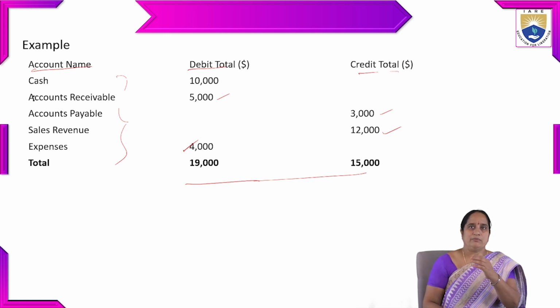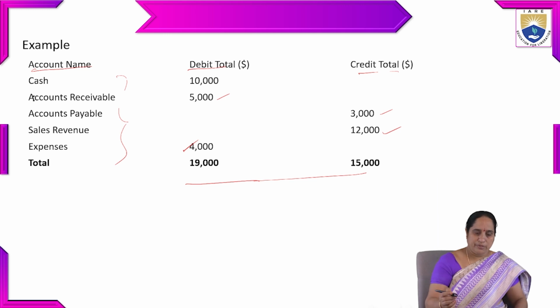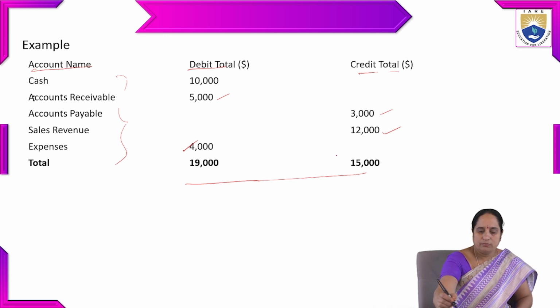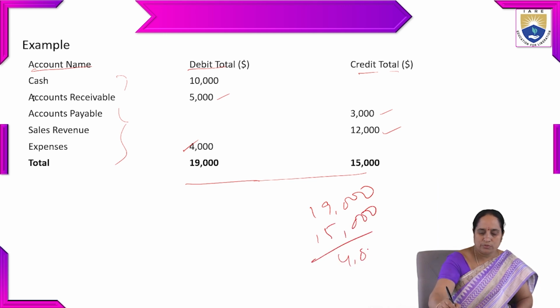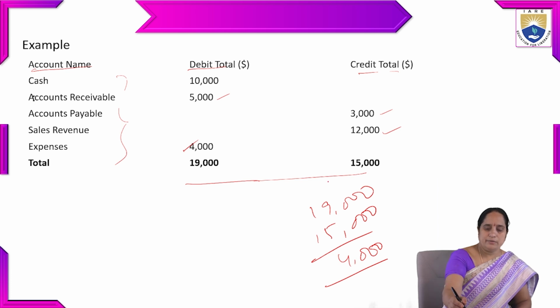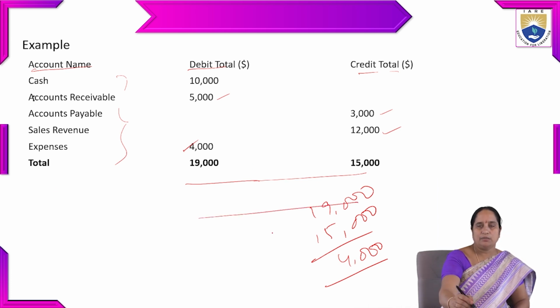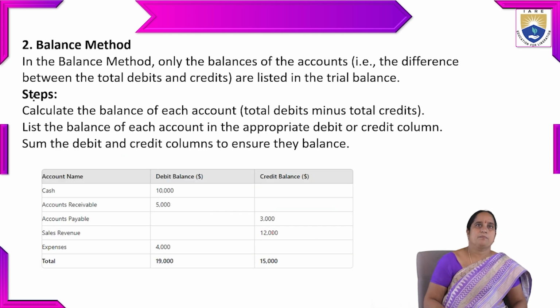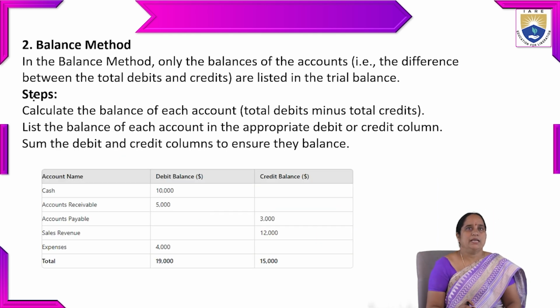One side we are lagging with the other. So if there is a balance of 4,000, if you total these two, 4,000 is the balance. So that should be added on the credit side so that we can make the total same on both the sides. Then the second one is the balance method.